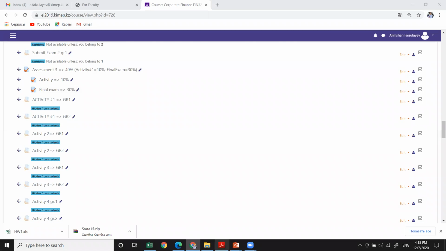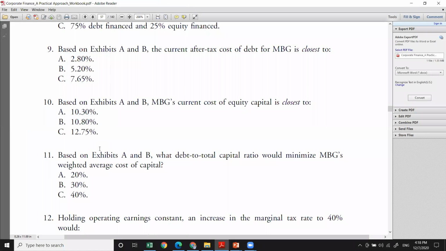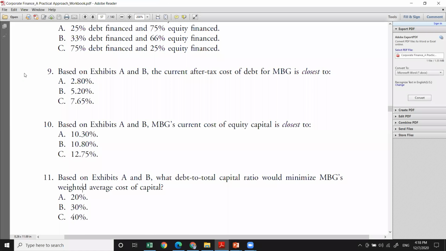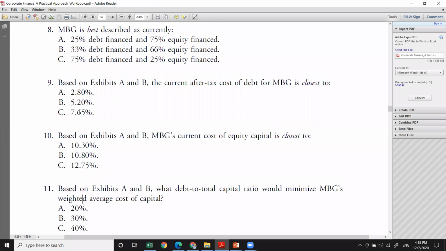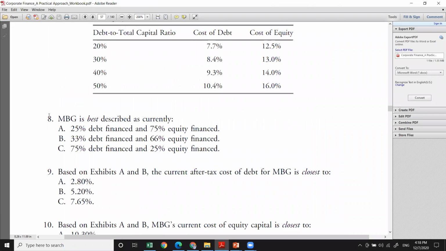Okay, let's start with the questions. Last time I asked you to solve the questions related to capital structure. Question number 8 was to find the proportion, how much of the asset is financed by debt and how much was financed by equity. It was given as an assignment.